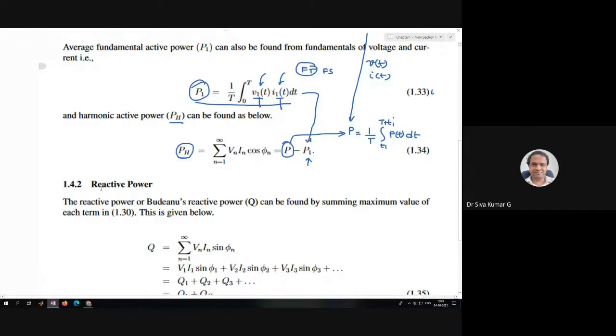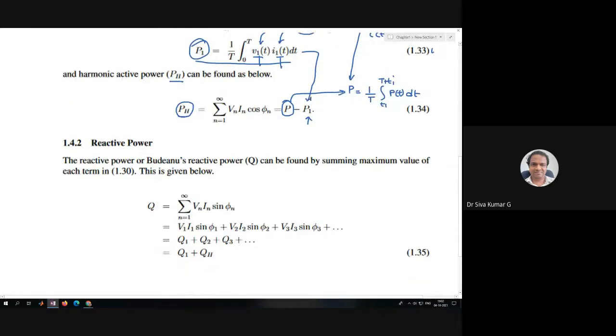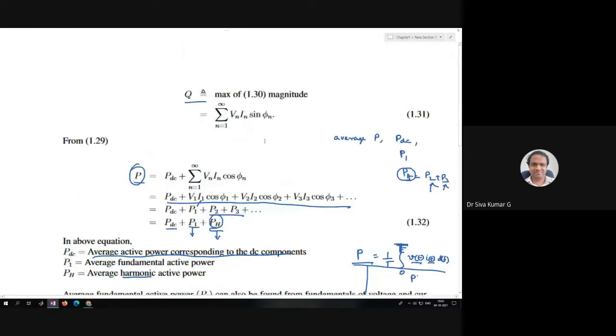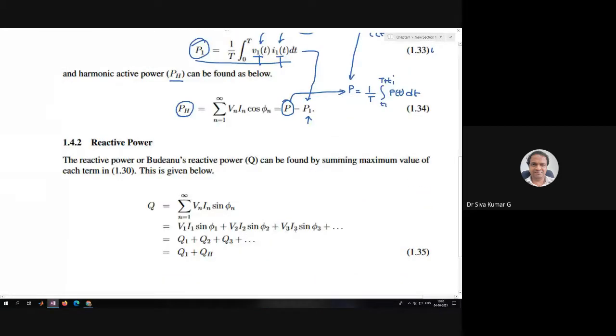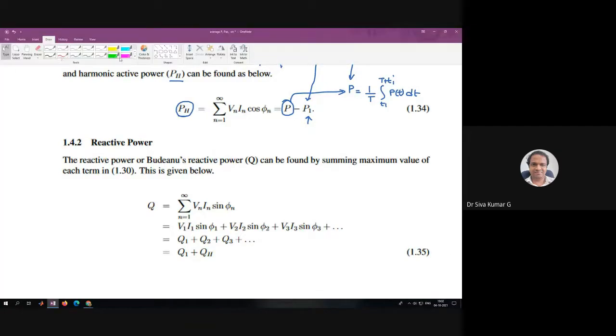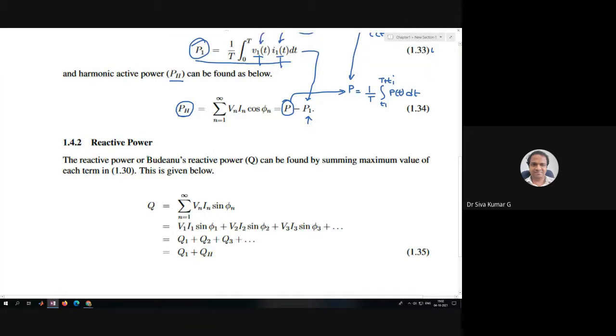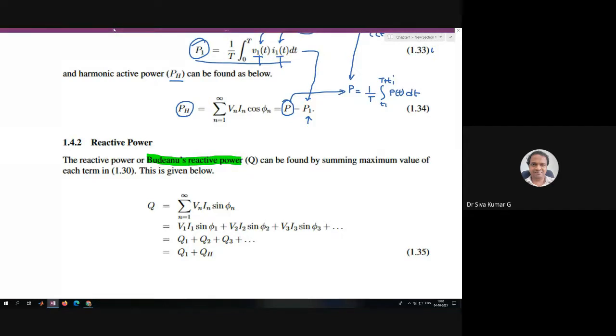Coming back to the reactive power, the equation is V1 I1 sin phi 1, and V2 I2 sin phi 2, V3 I3 sin phi 3. One author has found that this kind of power is Budeanu's reactive power. Actually, you may not have heard about it. Okay, this is the equation of Budeanu's reactive power.